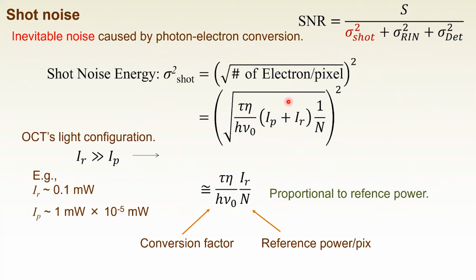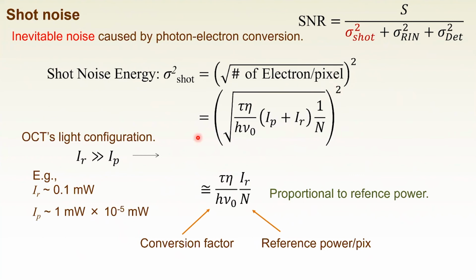So the equation can become like this: IP plus IR is the total light power on the detector, right? And then it is converted into the number of electrons. This conversion factor is the same as for the signal energy, and divided by the pixel number, because what we are thinking about is per pixel, okay? And then squared, so the square root is gone by this squaring.